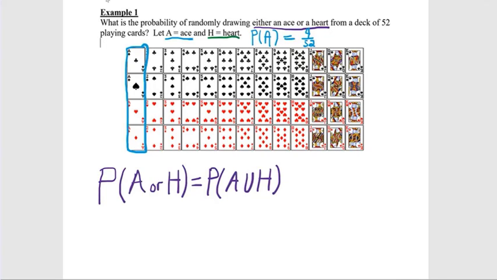Next, let's find the probability that a heart is selected. We'll define that as P of H. And then let's outline all of the hearts. There are 13 hearts out of the 52 cards. So 13 out of 52.